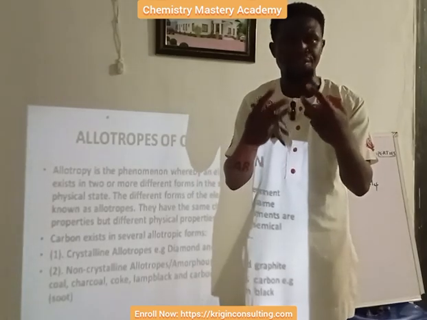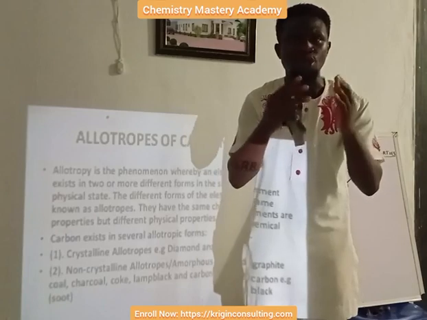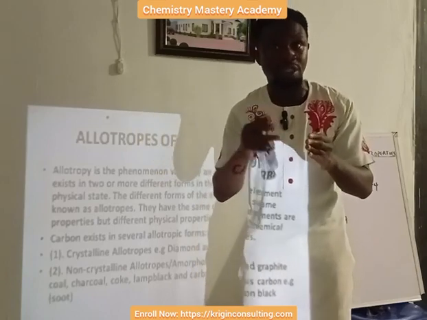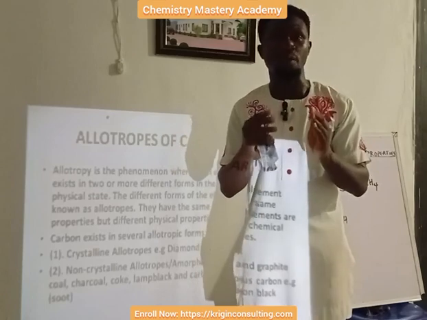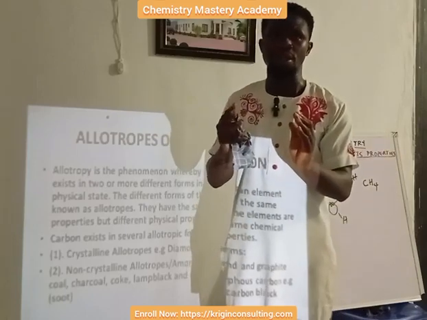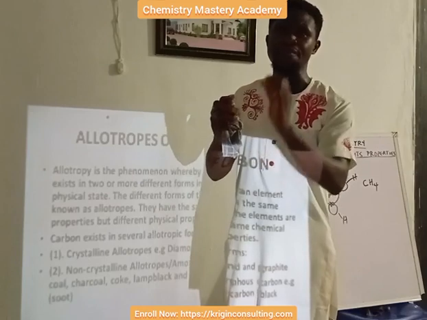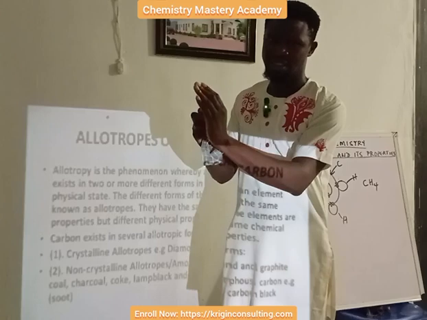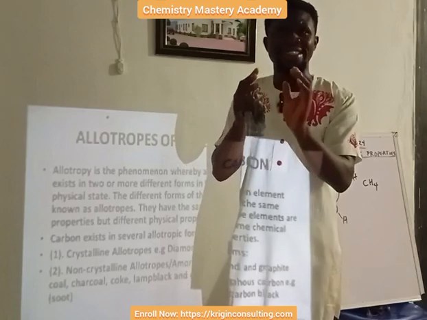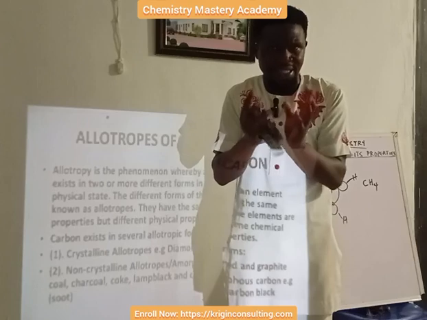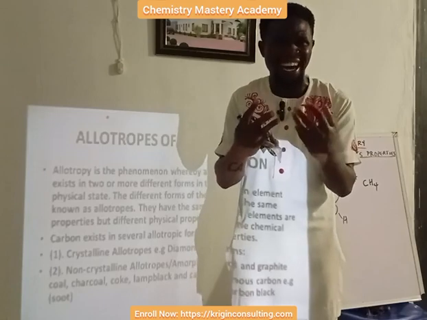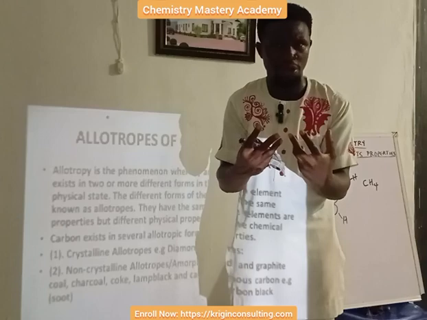When we say the physical properties are different, what we mean is that each of these forms do not appear the same. So allotropy of carbon is a condition in which carbon exists in different forms, but each of these forms has the same chemical properties. Each of these forms is made up of carbon, but they differ in their appearance. They differ in their behavior. They differ in their physical characteristics. Are we following now?